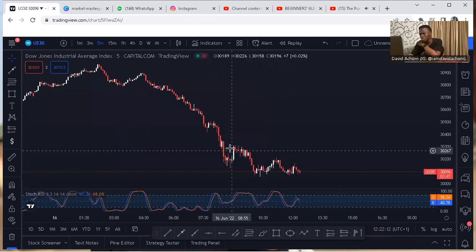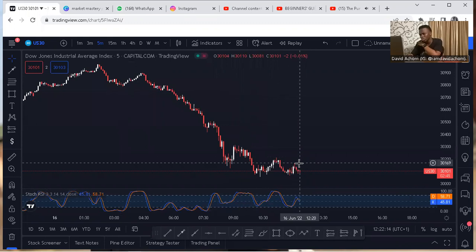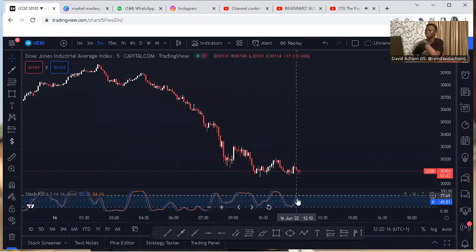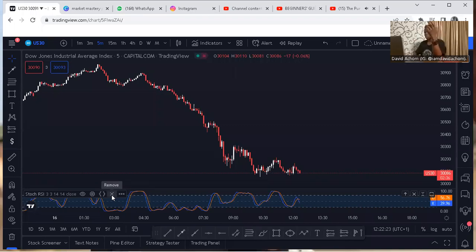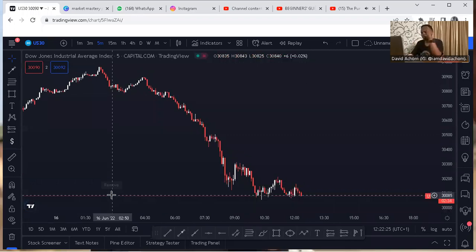Why? Because I'm seeing a pattern forming already. This is a W, but that's just one confluence. There are other confluences. That's why I stopped using stochastic RSI. But it's very good if you want to use it. It just shows you overbought positions in the market and oversold positions in the market.